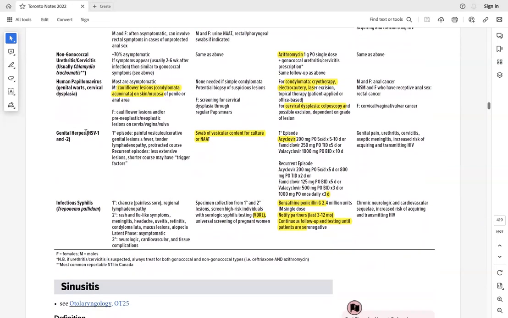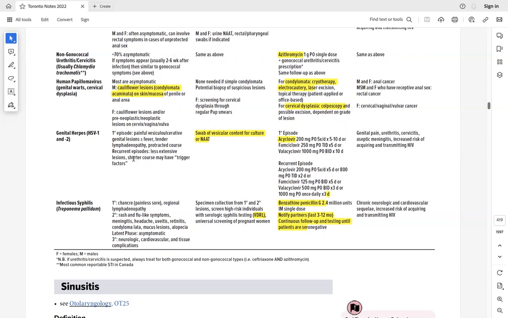Then for herpes simplex, type 1 and 2, the patient will present with vesiculo-ulcerative lesions, which will be very painful. Remember, they will have lesions on the genital area, some ulcers, which are going to be very, very painful. The patient may or may not give you a history, but mostly they do have fever along with it. And the lymph nodes will be enlarged and tender.